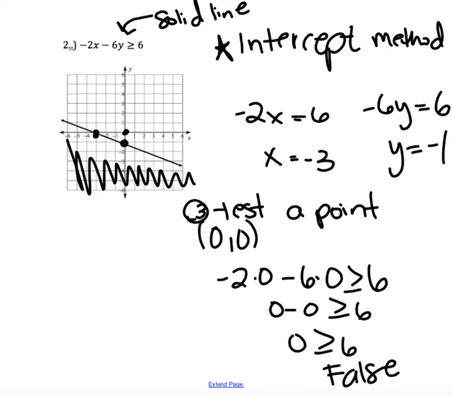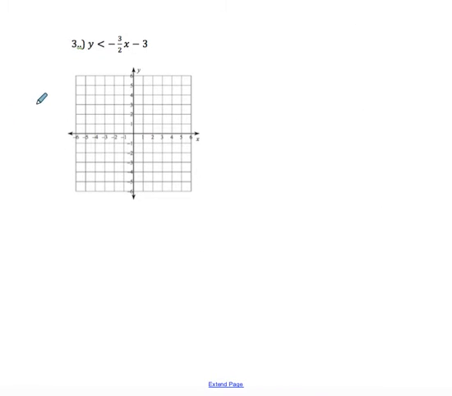Let's look at example number 3. You'll find that when you have one variable all by itself, this process goes much quicker because we don't have to test a point for step 3. So let's go ahead and get through steps 1 and 2 here. So step 1, I have one variable all the way by itself, so I'm going to use my starting point and my slope to graph this line.